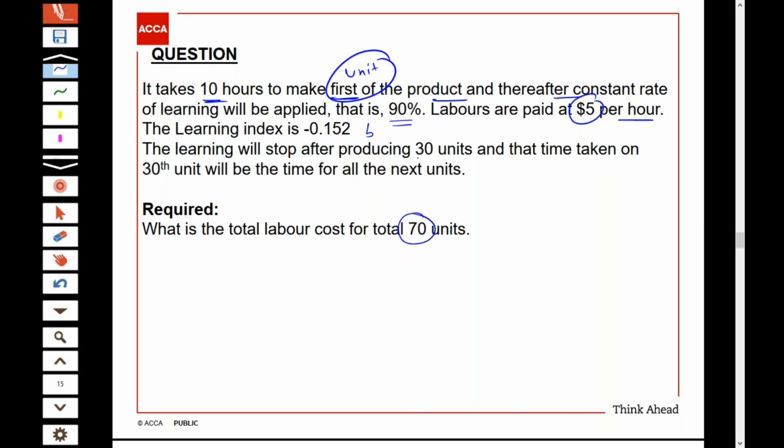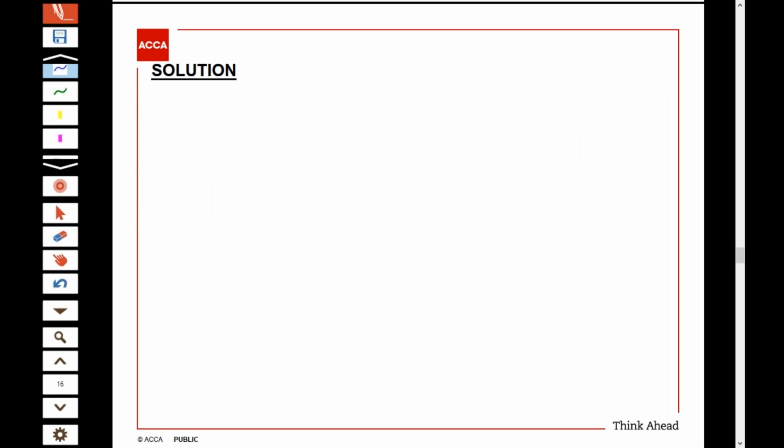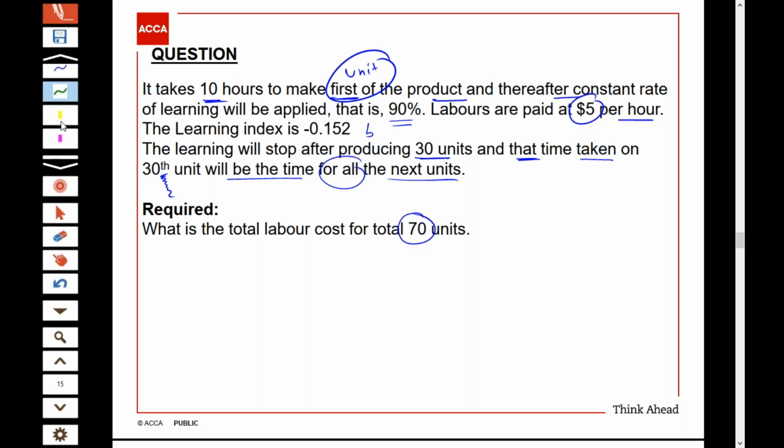The learning will stop after producing 30 units, and the time taken on 30th unit will be the time for all the next units. Okay, now see, the learning is stopped at 30th unit. Just read this sentence, which is shaded by a yellow color. The time taken on 30th unit will be the time for all the next units. Remember my words, whenever it is written in the question that learning is stopped, just calculate the time on that unit where learning is stopped. Your learning is stopped at 30th unit, so first calculate like that way.